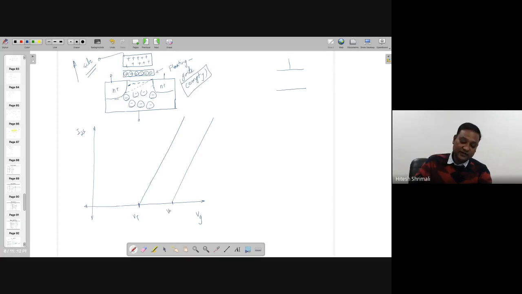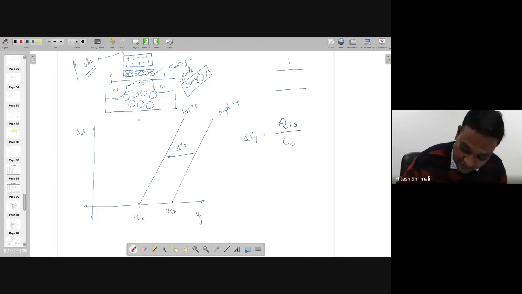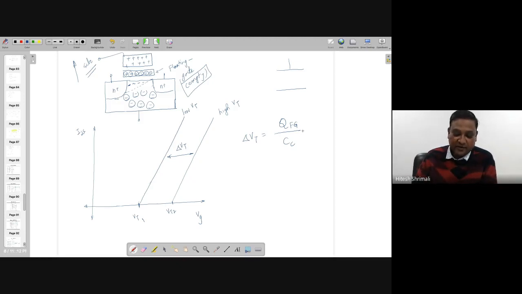In that case, this Vt is going to be like this, you can call it low Vt operation, and this is high Vt operation we are doing with the fact that floating gate has availability of electrons. And if you look at this, delta Vt is going to be equal to QFG divided by the capacitance at that particular node. So QFG is the floating gate charge, divided by the capacitance. Now let's understand what these capacitances and other things are.